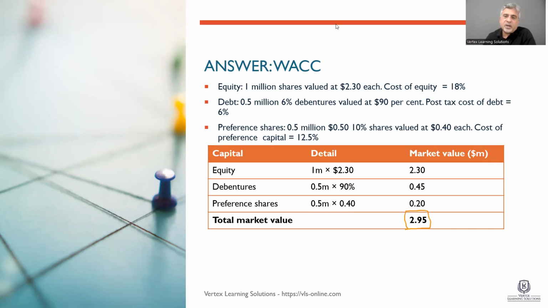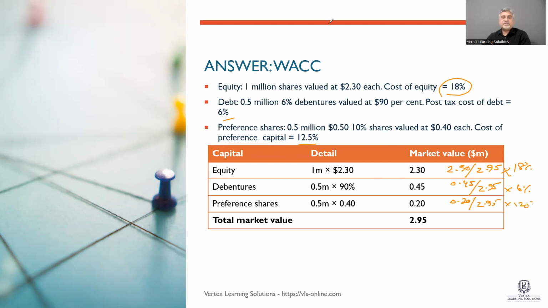Now, if you talk about how to calculate proportions, the proportion will be 2.30 of equity divided by 2.95. Debenture is 0.45 from a total capital of 2.95. And my preference shares are 0.20 divided by the total of 2.95. Then I need to multiply them with the cost of equity, which is 18%. The cost of debenture was 6%, so I multiply this with 6%. And the preference capital is into 12.5%. And then I will find out my average.